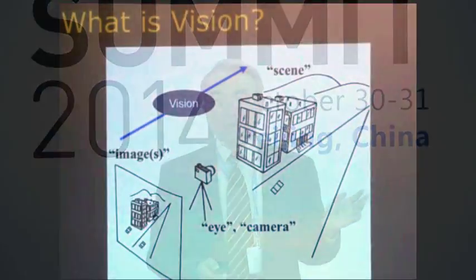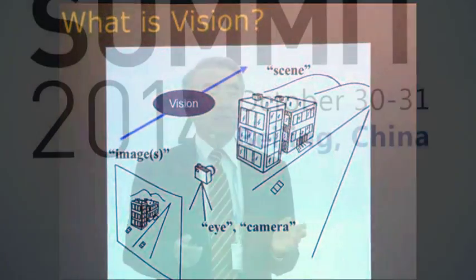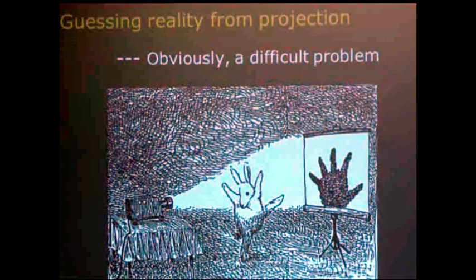What is vision? Here's a scene, and we have a device called a camera, and we take the data called images. And then what vision does is figure out from the image what the scene is. Now, it sounds simple, but obviously, it's a very difficult problem. As you see here, guessing the reality from projection is a pretty tough problem.